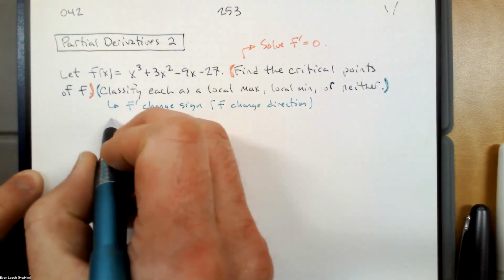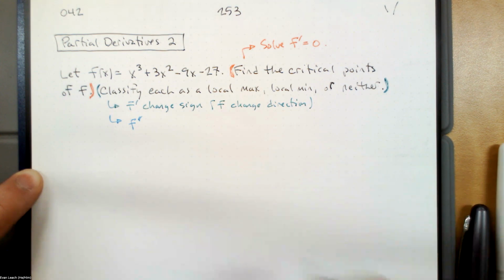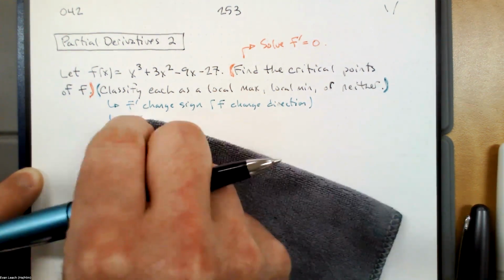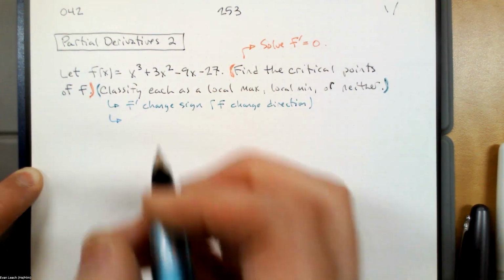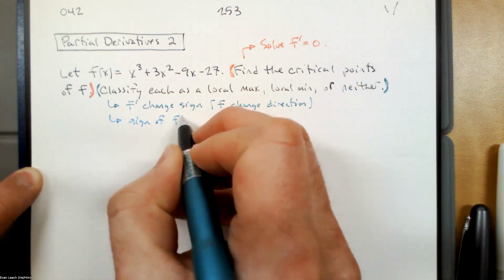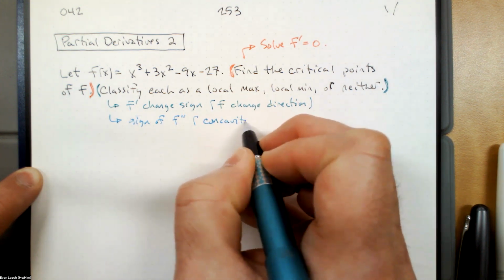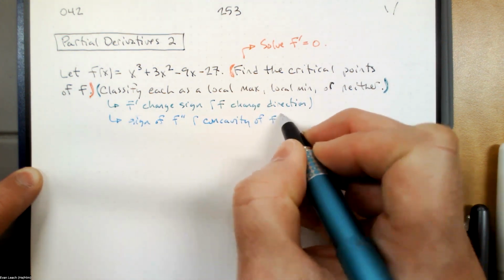So the other thing we could do is we could look at the sign of f double prime, because we're looking at the concavity of f.